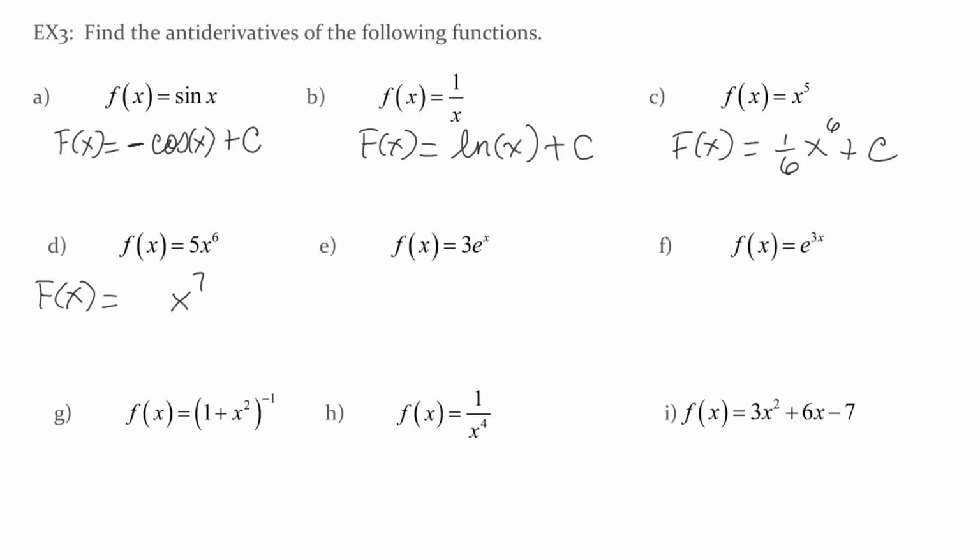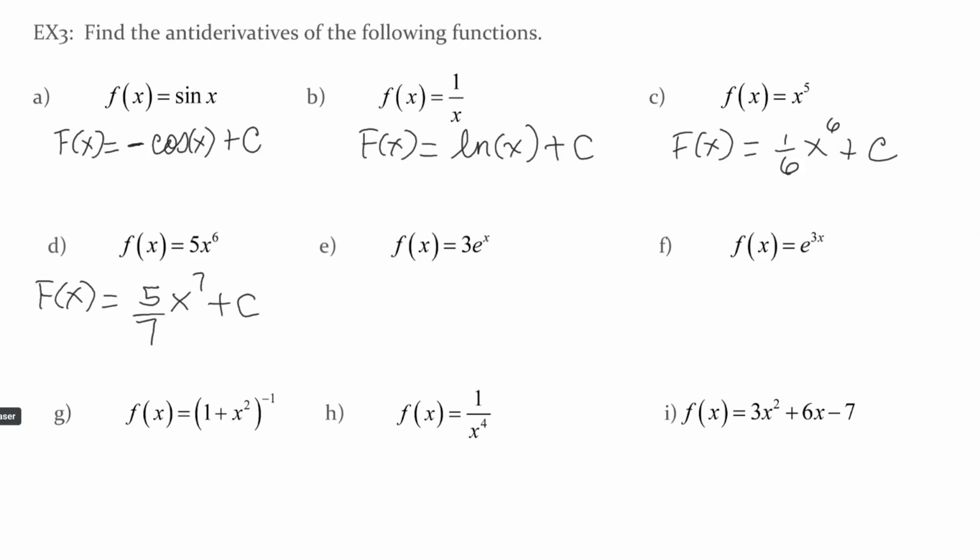And then if we were to go and take the derivative of x to the 7th, we would move this down and multiply. So we would have to now undo that process by dividing. So I would have 5 over 7 x to the 7 plus c.